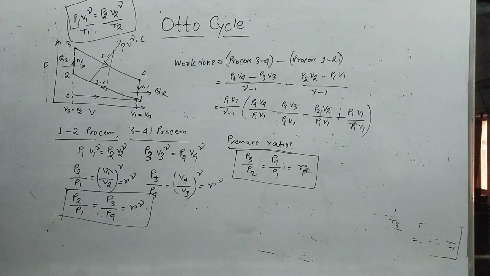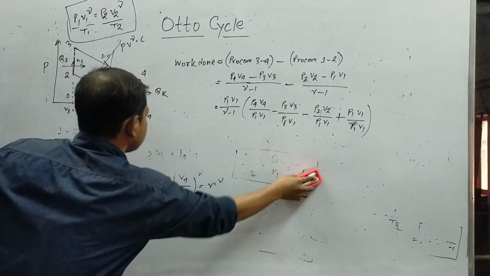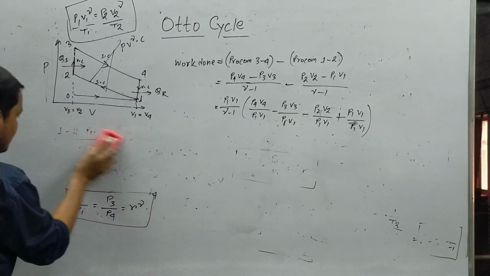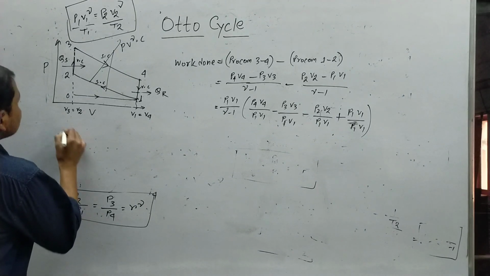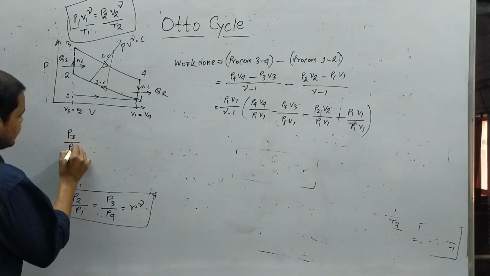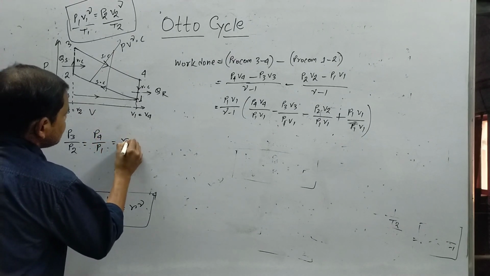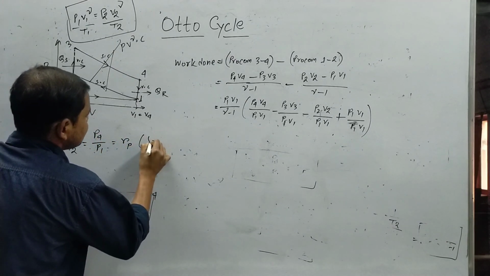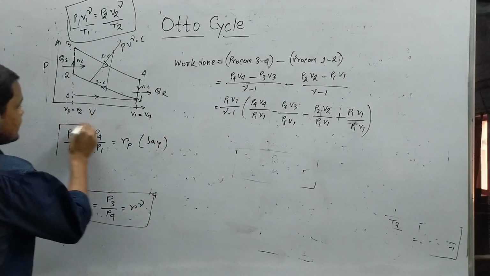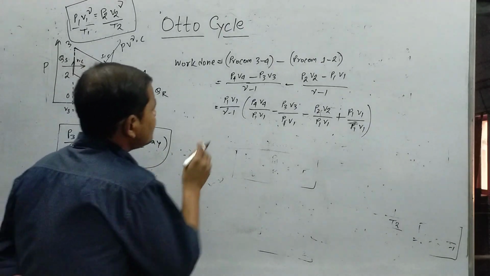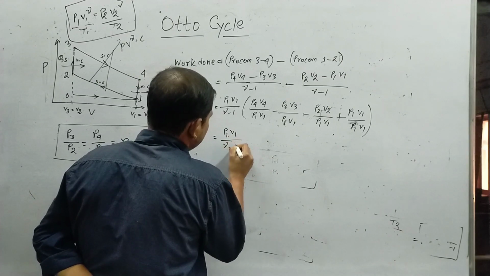So let me clear and write down these two. One is the pressure ratio and the other is the compression ratio. The pressure ratio is P3 by P2 is equal to P4 by P1 is equal to RP, and this is the compression ratio, which we have already defined. Now from this we can write gamma minus 1.